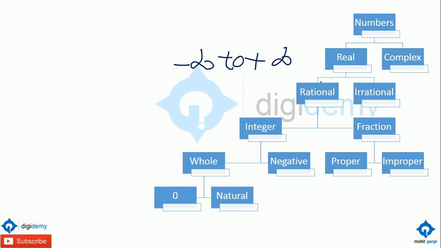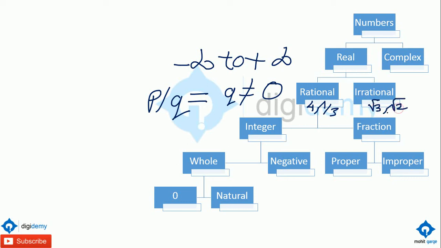They are classified as rational numbers and irrational numbers. So what are rational numbers? Rational numbers are any numbers which can be put in the format of p by q, where q is not equal to 0. That's it. So for example, if you take 4, 1 by 3, etc. These are the rational numbers. And what are the irrational numbers? These are the numbers which cannot be put in the format p by q. These are called irrational numbers. For example, root 3, root 2, etc.